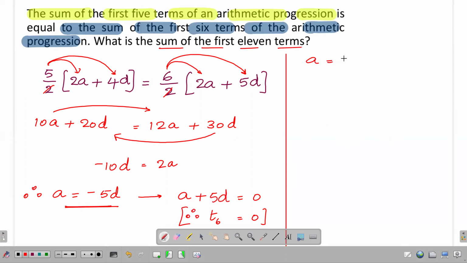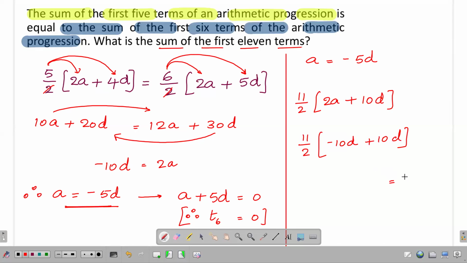I can see that A is equal to minus 5D. The sum of the first 11 terms is 11 by 2 into (2A plus (n minus 1) into D). 11 minus 1 is 10, so 10 times D will come. Instead of A, I can put minus 5D, so 2A will be 2 into minus 5D, that is nothing but minus 10D plus 10D. You can see that here it is 11 by 2 into 0. Here also I am getting the answer as 0.